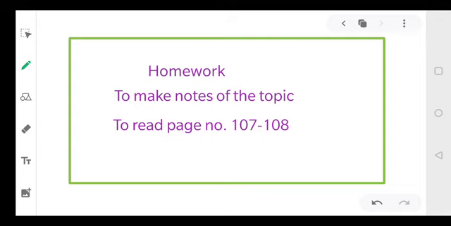Now this will be the homework for today. First of all, you will make notes of the topic and you will read page numbers 107 and 108. The information that I have talked about is given on pages 107 to 108, introduction to transcription. Okay, dear students? I hope you will complete it, and if there is any doubt, you will get your doubts cleared by me. You will talk to me, you will correspond with me. Okay, dear students? Okay, bye everyone.